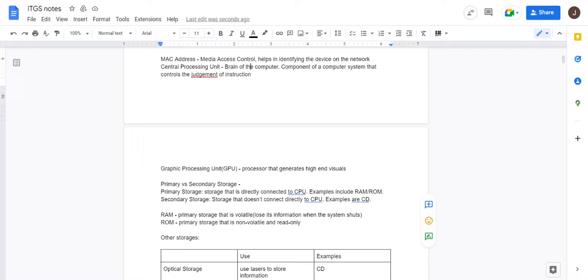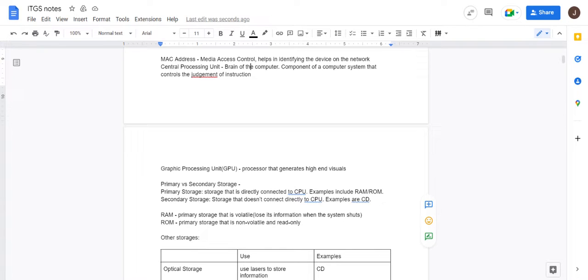The main part that we are going to talk about next is the primary storage versus secondary storage. As you can see, primary storage is the storage that is directly connected to the CPU. The examples include RAM and ROM. Secondary storage, on the other hand, is the storage that isn't directly connected to the CPU.